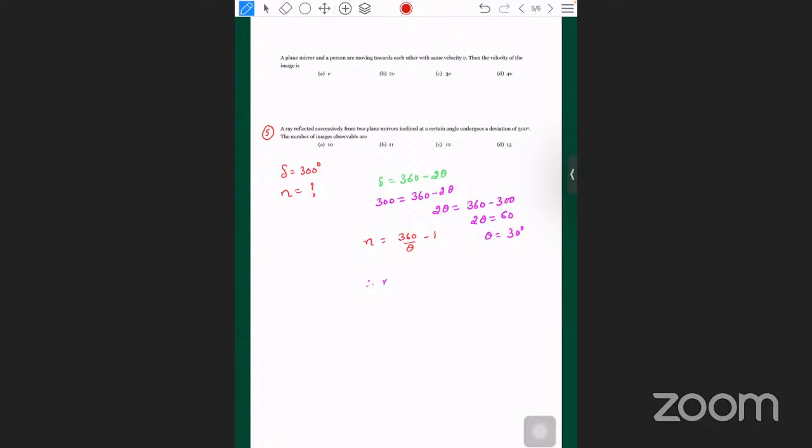Now, how many images will be formed? 360 by 30 minus 1. Yes, fast. Tell me the calculation. So 11. 11 images, no? Yes, sir.